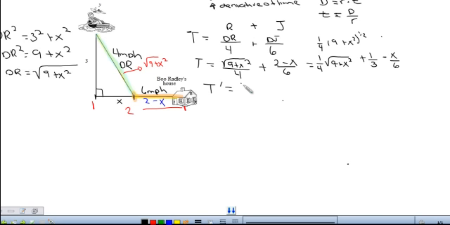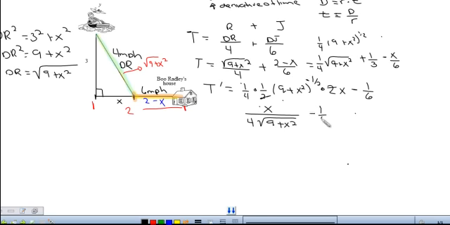All right, so my derivative is going to be 1/4 times 1/2 (9 plus x squared) to the negative 1/2 times the derivative of the inside, which is 2x. The derivative of 1/3 is 0, and the derivative of x over 6 is just negative 1/6. So my 2's here are going to cancel, so I'm left with x over 4 square root of 9 plus x squared, minus 1/6. So I'm going to set that equal to 0.